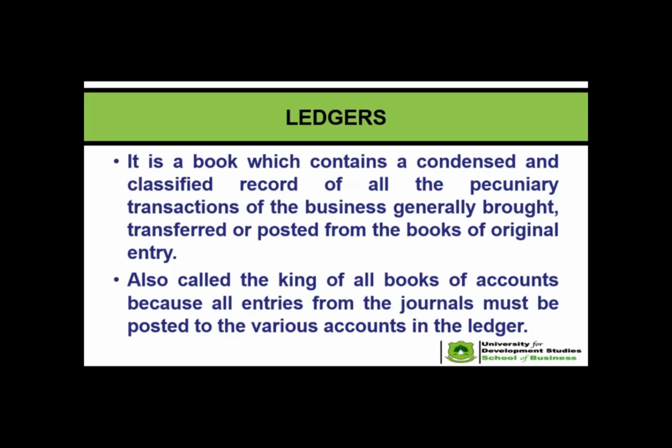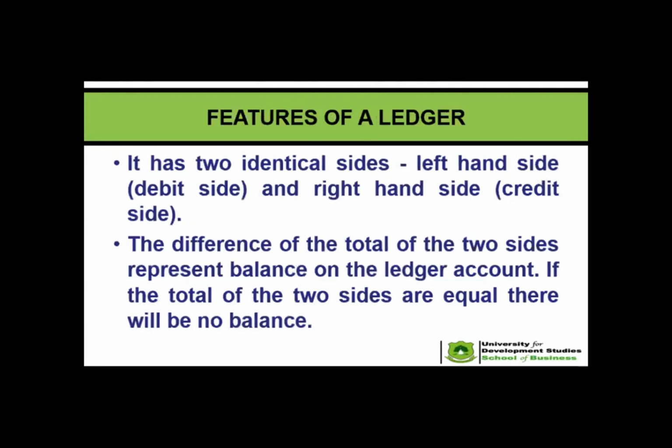So we are seeing that ledgers are books which contain a condensed and classified record of all the pecuniary transactions of the business, generally brought, transferred, or posted from the books of original entry. Also called the king of all books. The king of all books is what? The ledger account. Because all entries from the journals must be posted to the various accounts in what? In the ledger. We'll come and look at it one by one.